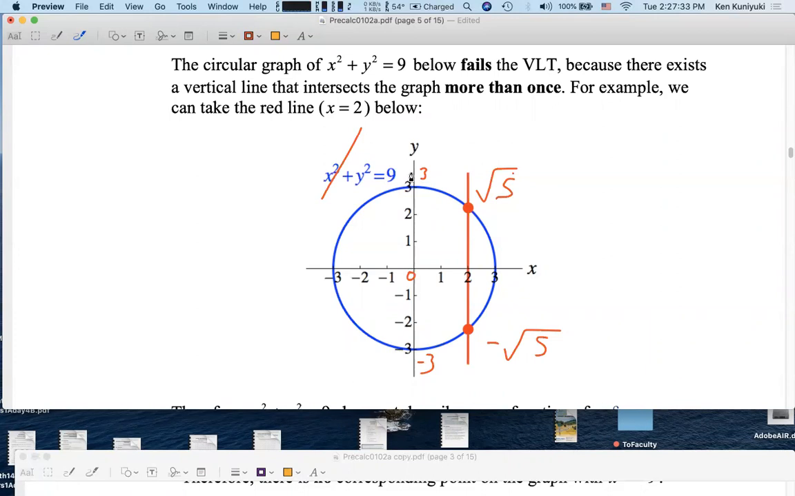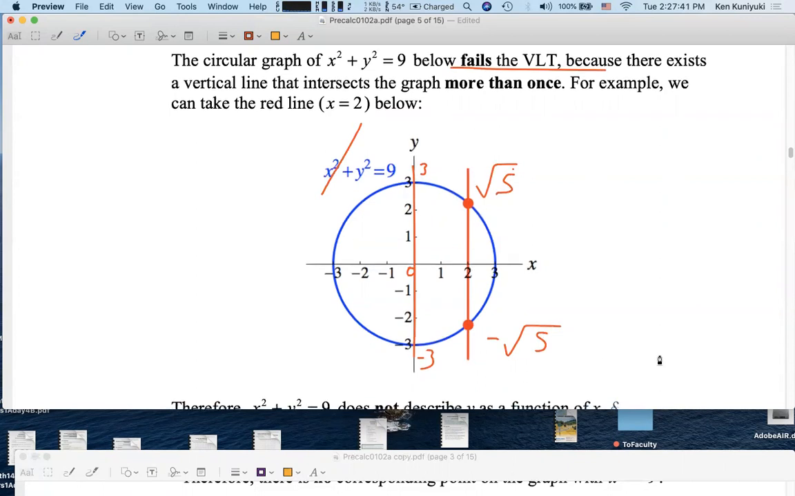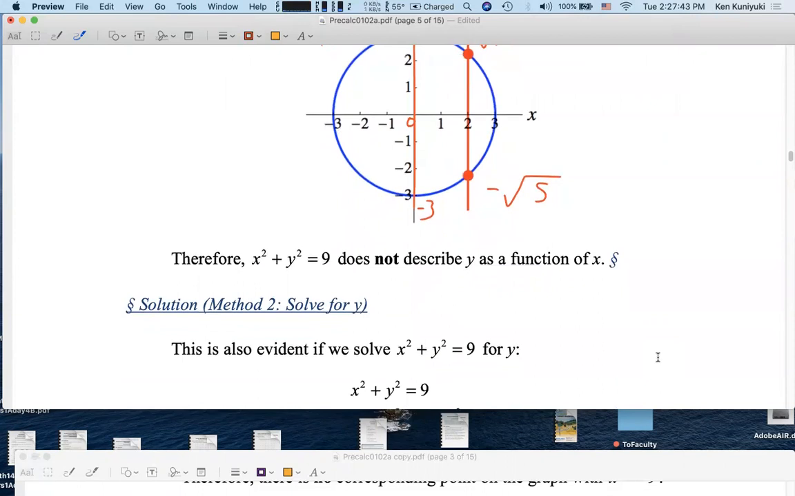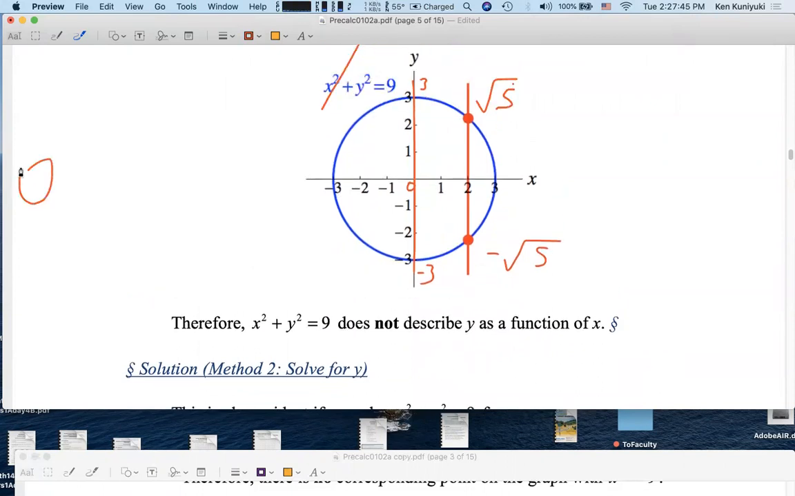But then that means that we're failing the vertical line test, because we see at least one vertical line that cuts the graph in more than 1 point. Again, this is like saying if we input 0, we're getting outputs of 3 and negative 3, and a function is not allowed to do that.